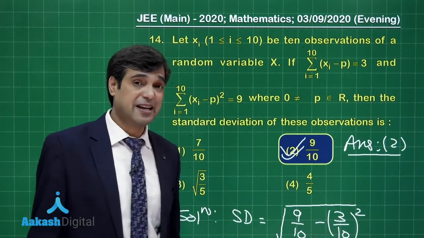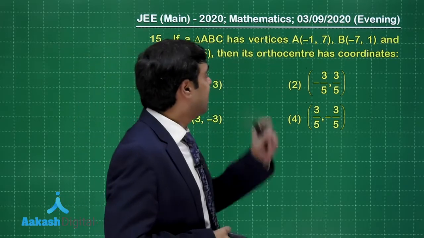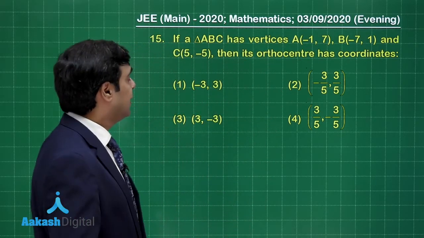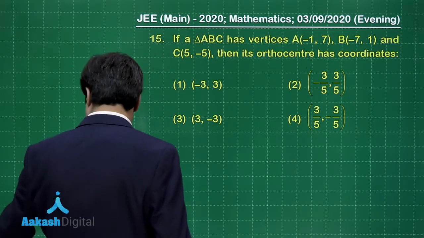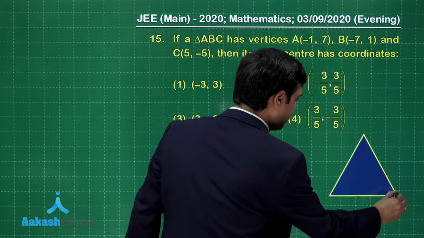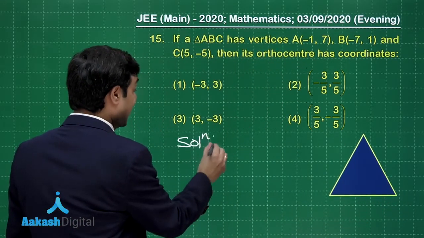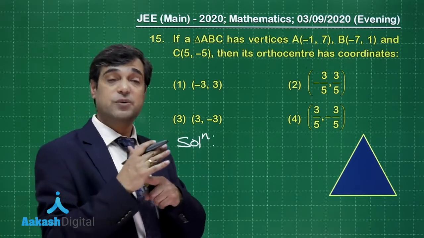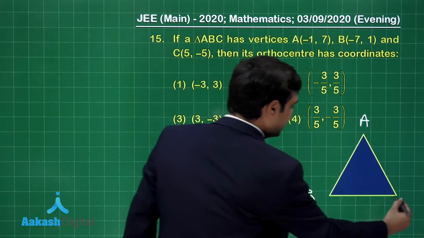Let's consider the next one, that is question number 15. If a triangle ABC has vertices A, B, C, then its orthocenter has coordinates. We have to talk about the orthocenter of a triangle. Let's say you have a triangle like this, correct? When you are talking about orthocenter, that means point of intersection of altitudes. Yes. Let's say this is A, B and C.